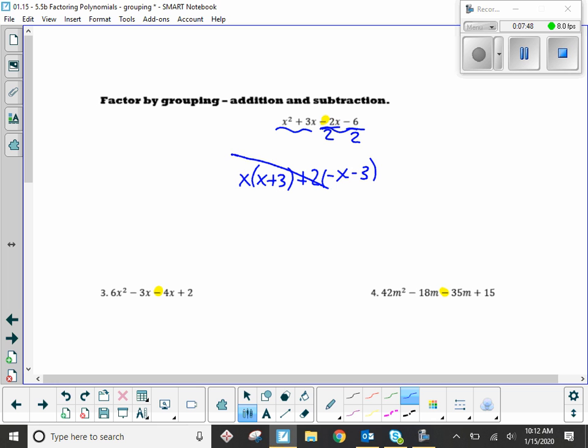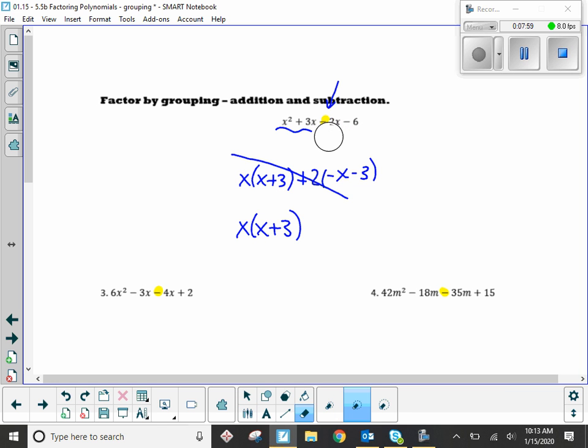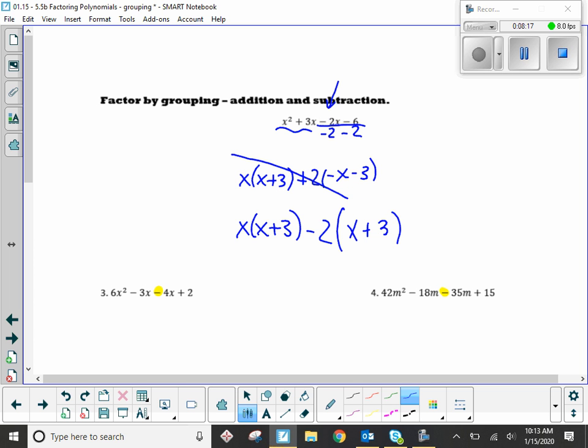So anytime you have a minus right here, when you do the GCF for that group, you want to make the GCF a negative. So the first group's still the same, but when you divide out a negative 2 from this second group, look at what happens. Negative 2 divided by negative 2 is positive 1. And what is negative 6 divided by negative 2? Positive 3. And now you have that same thing, okay?